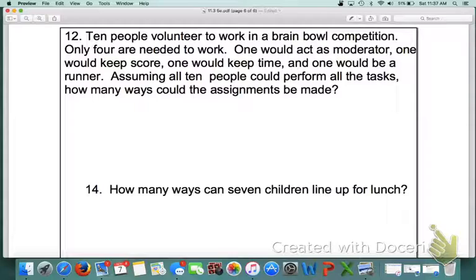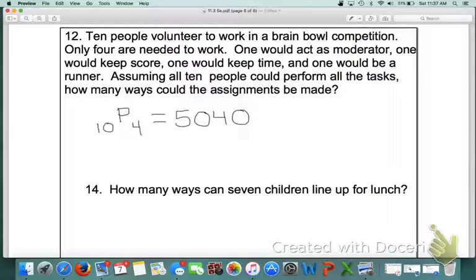Okay. So in this case, it's kind of like electing president, vice president, secretary, or treasurer. The order matters. So since order matters here, we are going to use a permutation. Instead of president, vice president, secretary, and treasurer, in this case we have moderator, scorekeeper, timekeeper, and runner. Okay. So there's 10 people we're going to choose from, and of those 10, we only need 4. So that's going to give us 5,040.